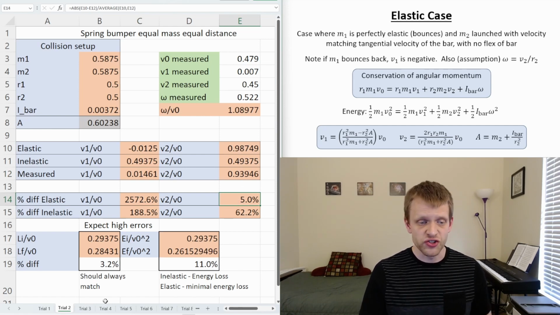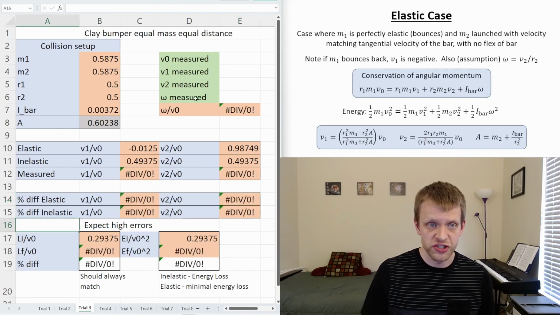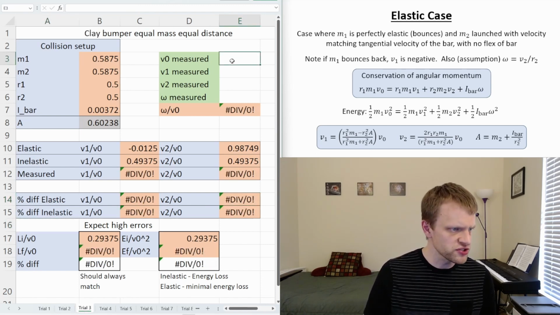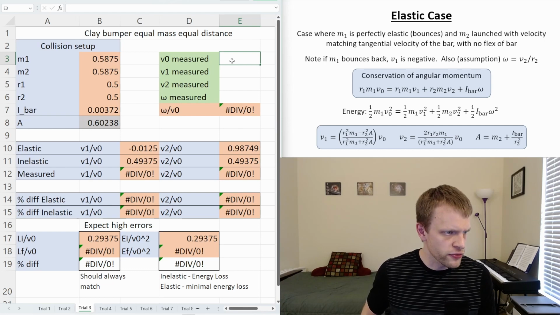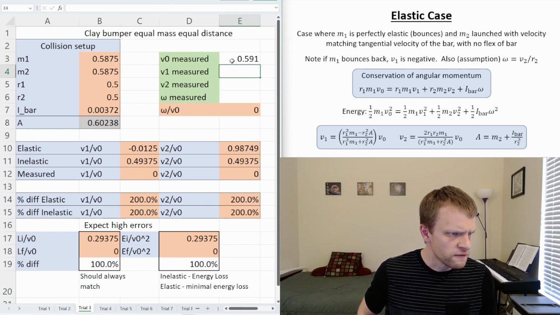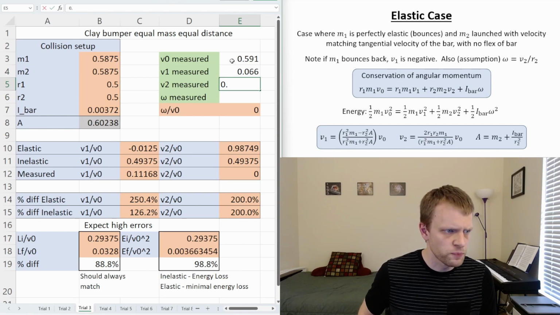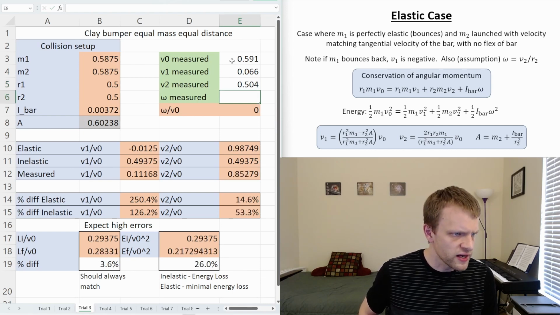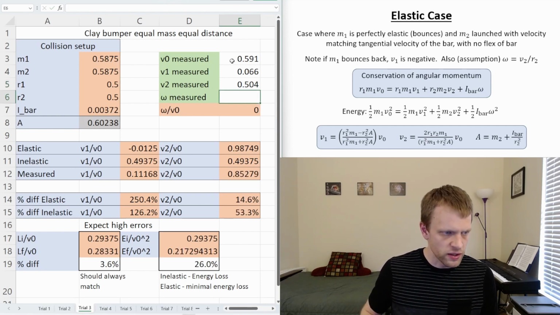What about for the cases where we use clay? So we're still using equal mass and equal distance. For trial number 3, the initial velocity was 0.591. Velocity of cart 1 after the collision was 0.066. Velocity of cart 2 after the collision was 0.504. And I measured the angular velocity of the bar to be 0.582.